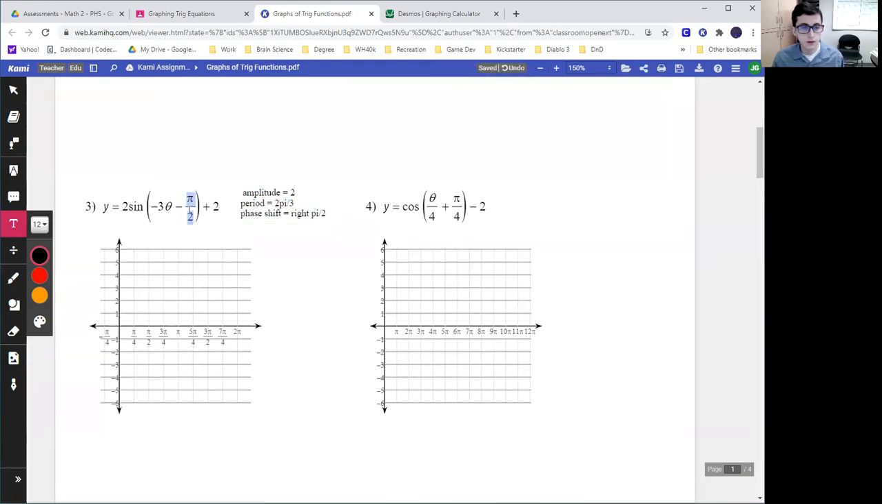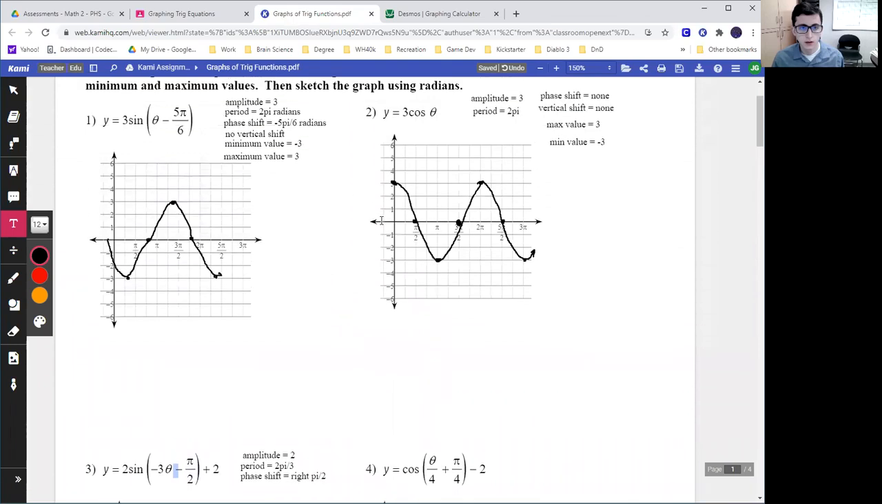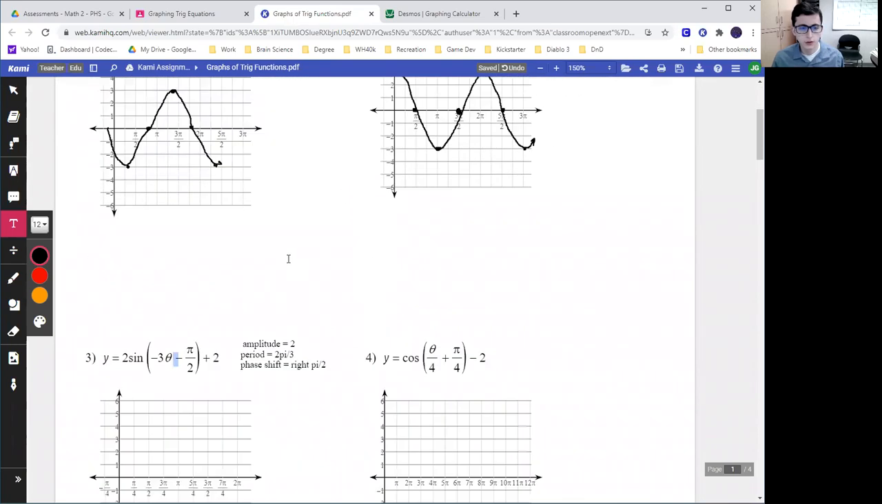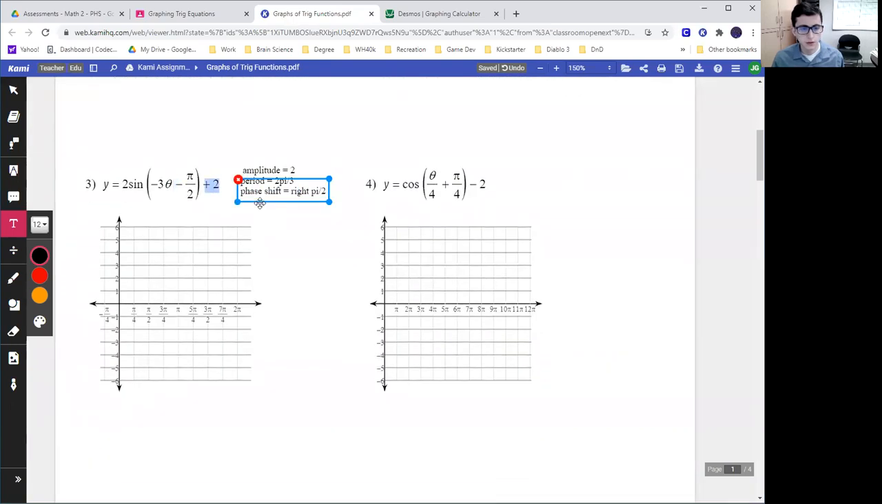And that has to do with this here. And then the vertical shift, okay, now we have a +2 here, so our vertical shift will be up 2.